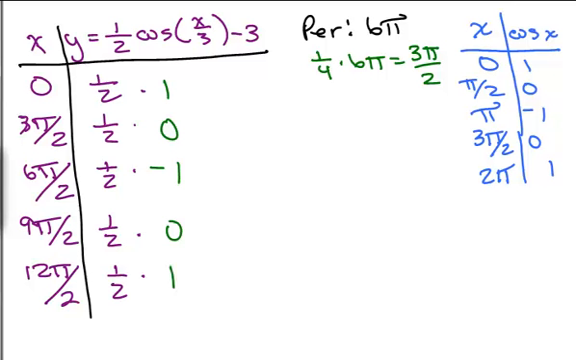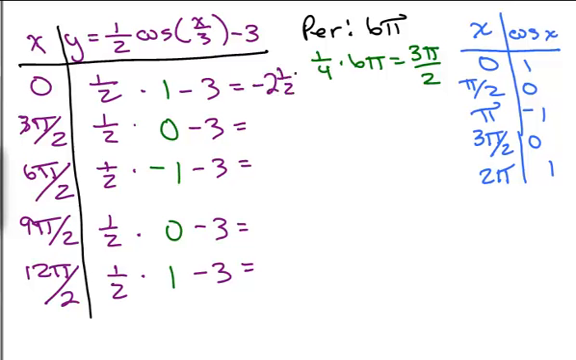And then I got to subtract 3, right? Remember, I'm doing my order of operations here. This gives me 1/2 times 1. Okay, so that gives me 1/2 minus 3. That's -2.5, or -5/2, however you want to write it.